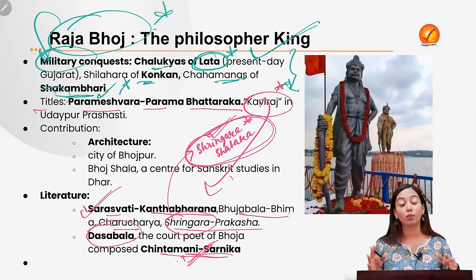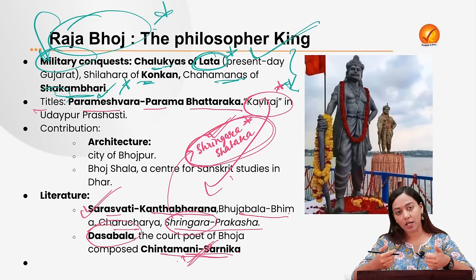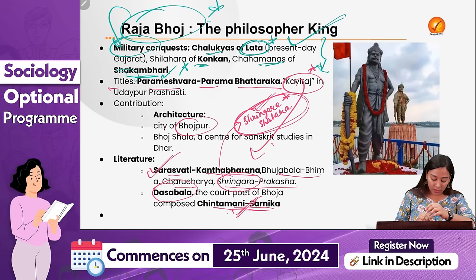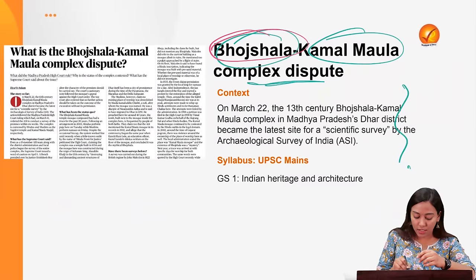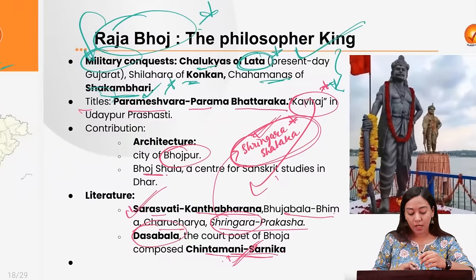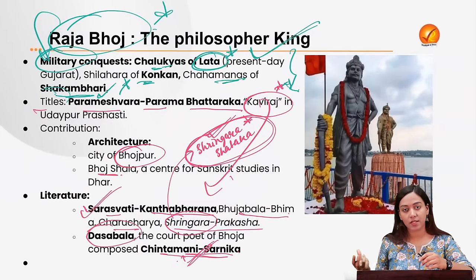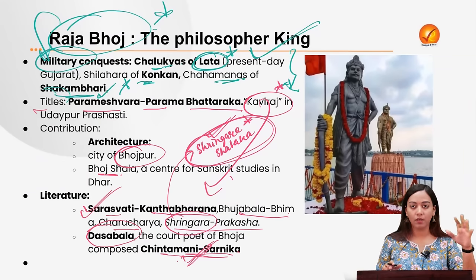This is very important. Not only that, the entire city of Bhopal that you see today is named after Raja Bhoj only. In fact, he created this entire city of Bhojpur, which is now named Bhopal. And in Bhojpur he also set up a Bhojshala. Bhojshala was actually set up in Dhar. So this complex that we are talking about is Bhojshala. This is a temple complex where a lot of teaching used to happen. So, this was a center of education for Sanskrit studies. Therefore, he is a prominent educationist, a philosopher king. This was about this topic.